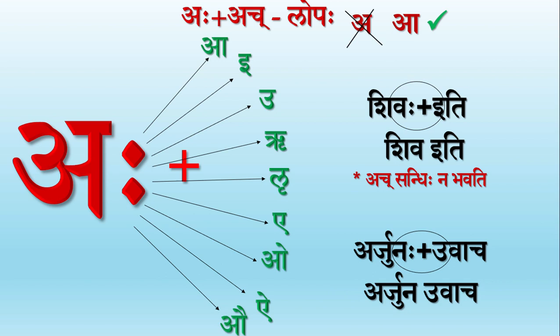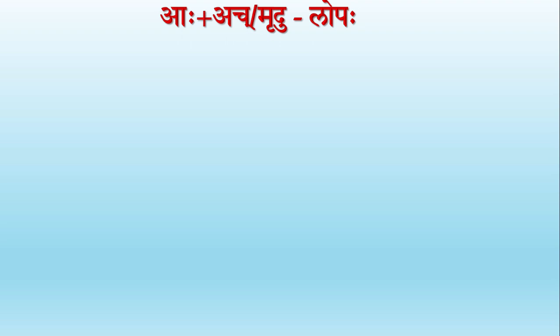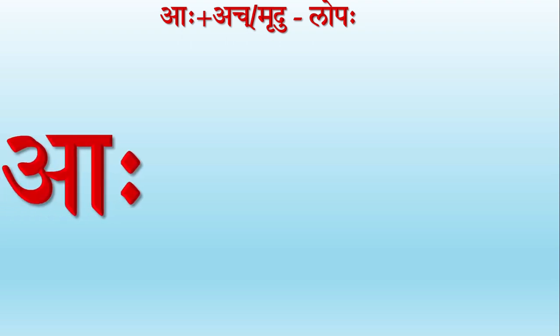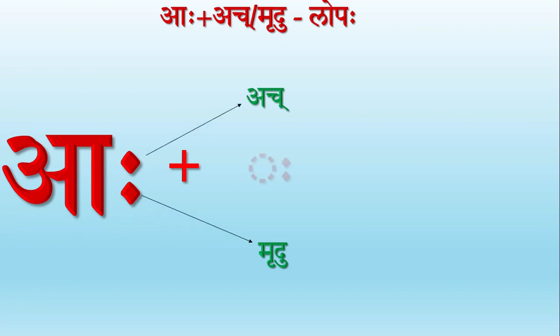We have the next rule that says aha plus ach or mrudu becomes lopaha. This is the second formula for lopaha. Now we shall see what happens in this case. When aha is brought close to any of the letters from the family of ach or mrudu vyanjanaksharani, what do you think happens? Yes, only the visarga disappears. Have a look at this example that we have got. Balaha plus agachan. The visarga disappears and our word now becomes Bala agachan.